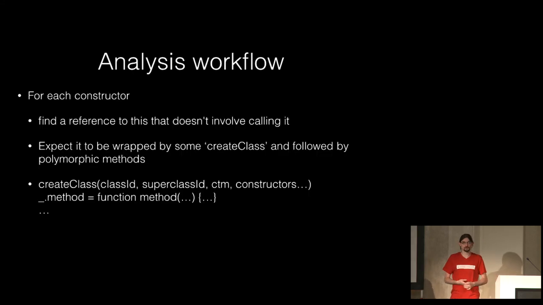Okay, so for each constructor we've got, because we've already found all of these things, we can find a reference to the constructor that called it, and we can be pretty sure that this is the create class method, whatever that ends up looking like. And we know this is of the pattern, so here's the class ID, here's the superclass ID, castable type map, and then all the various constructors. And then that builds a prototype, and we'll go ahead and assign some method to each one of those different pieces. And we know that those then are the polymorphic methods. And now we've got them by name, the name that they're actually going to be called, and we can walk down the list of types and say, okay, this overrides this, so they're probably related in some way, and they might even call each other. We can do some lookup later on to find out if that's the case.